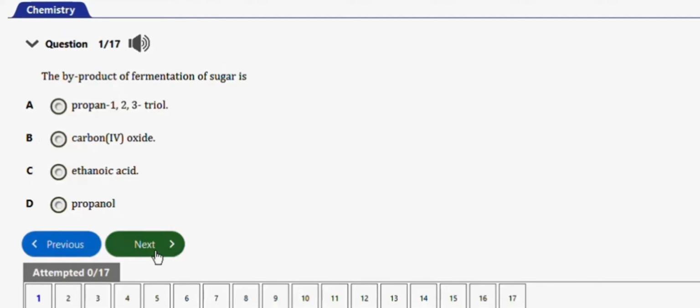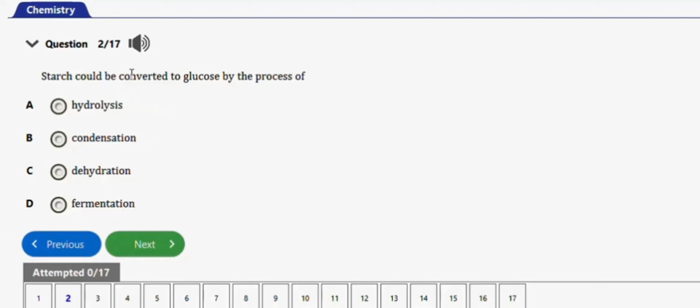The next question. Guys, just take note of all the questions we'll be attempting here because they are very, very important. A good number of them oftentimes get repeated. Question 2 says starch could be converted to glucose by the process of, we have hydrolysis, condensation, dehydration, fermentation. The right answer is option A, hydrolysis. That's for this question.